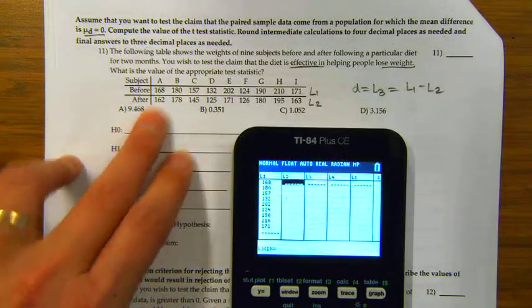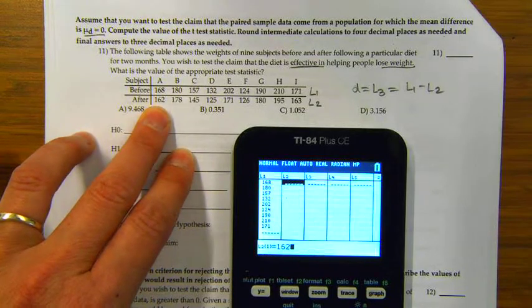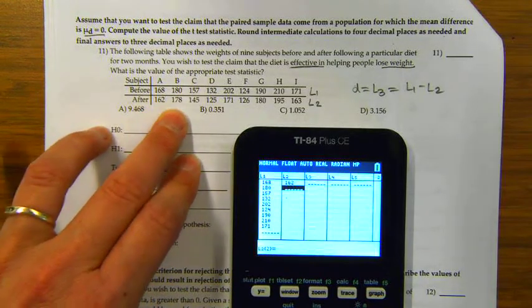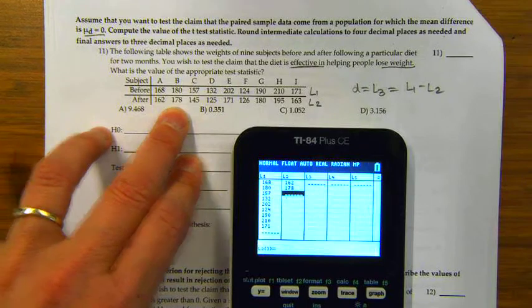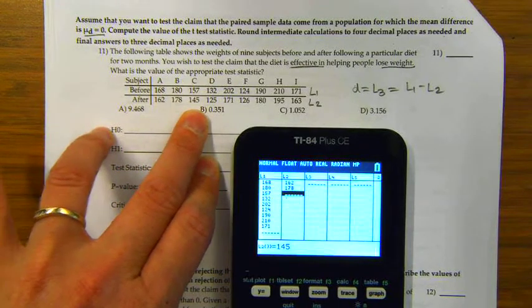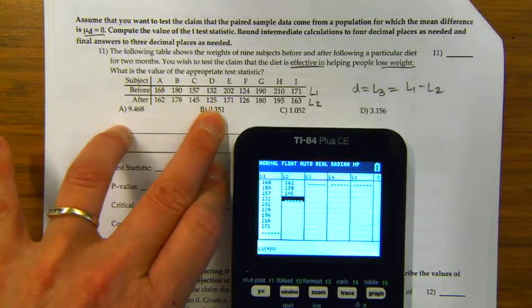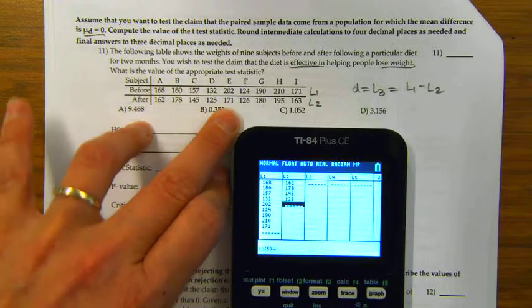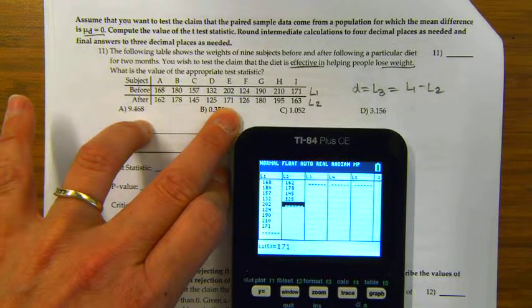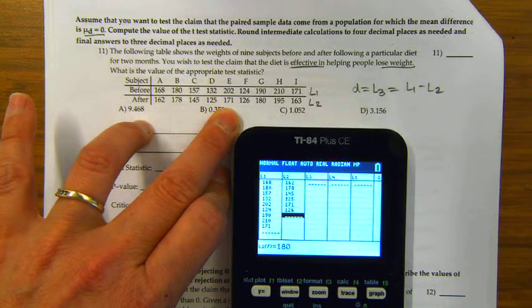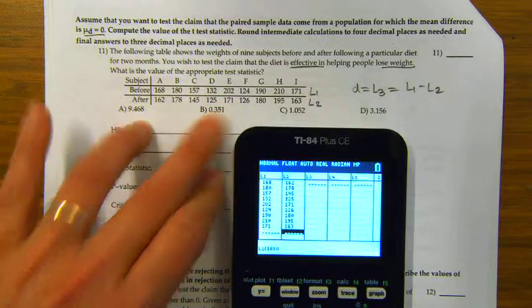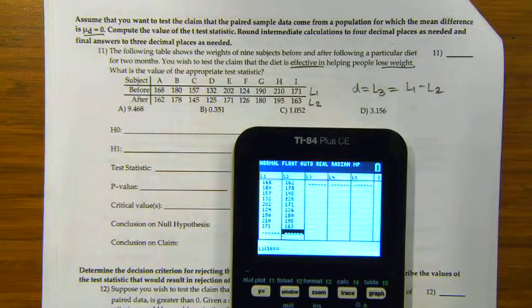Our after data is 162. This person lost some weight. 178, he lost some weight. 145, he lost a lot of weight. 125, and so on. You want to look at what's happening to the numbers as you're losing weight. And then the last one is 163. So it's desirable that the weight goes down when we're doing L1 minus L2.